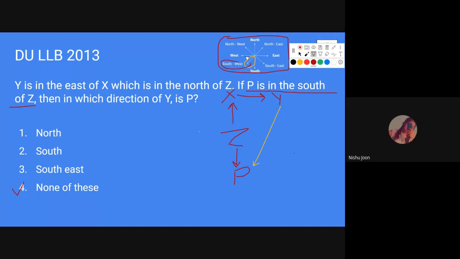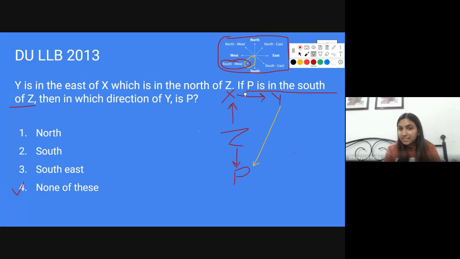So ma'am, the X, meaning Y, was going to its east, right, of X. Yes, so X is this, the east of X is this. See, this is X. Wait, this is X. And let me change the color. So this is your X, and the east of X is here, and Y is here.